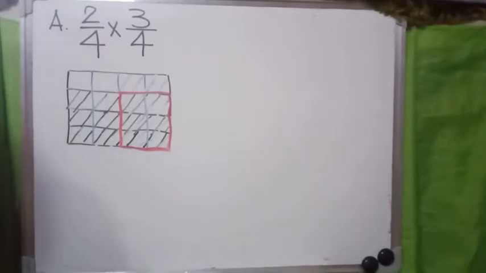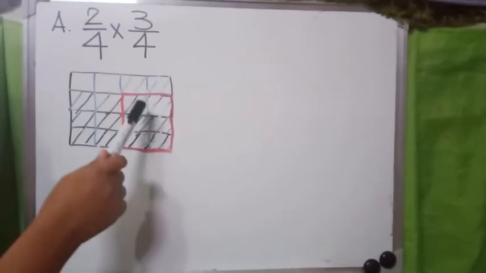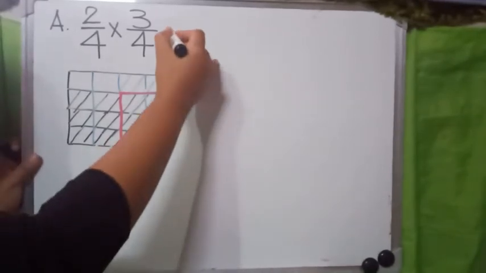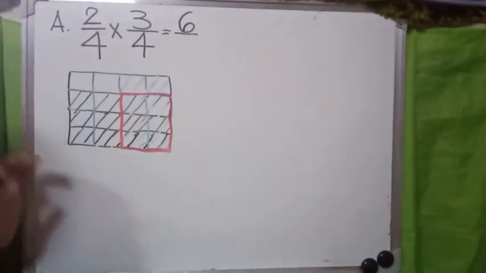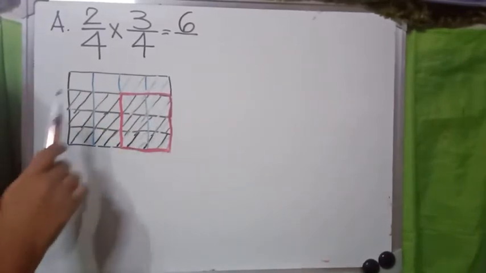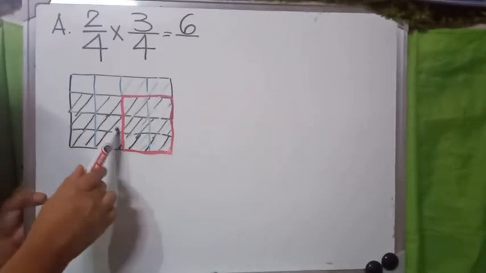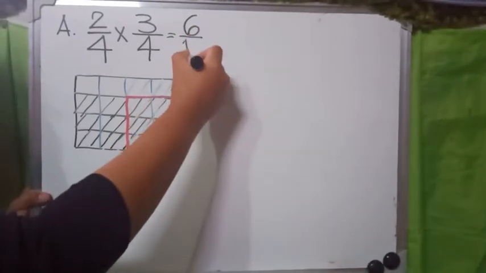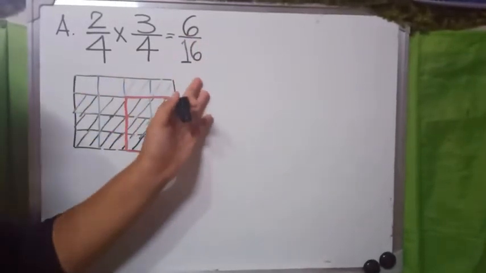Now, we need to count them all. How many are there? Okay, 1, 2, 3, 4, 5, 6. So that would be your numerator, 6. How about our denominator? We need to count them all: 1, 2, 3, 4, 5, 6, 7, 8, 9, 10, 11, 12, 13, 14, 15, 16. So we'll put our denominator as 16. Is this our final answer?